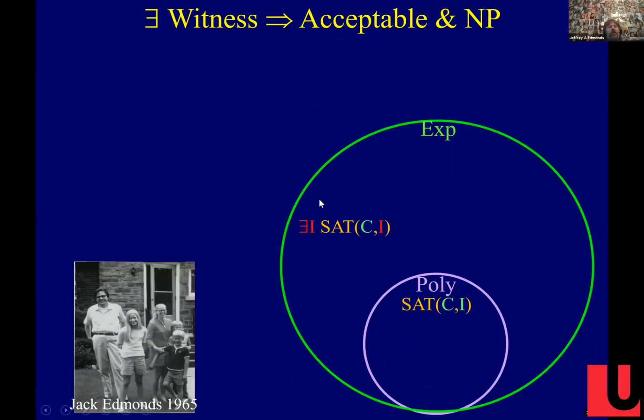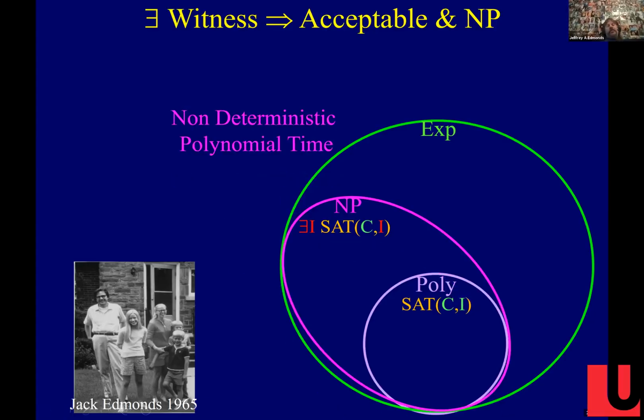So this problem: does there exist an input that satisfies this circuit? I can certainly do it in exponential time. I just try all inputs, right? So then the question is, can I do it in poly time? And as said, the belief is you can't. But there is a class called non-deterministic poly time. It's called NP, right? And where does the non-determinism come from?